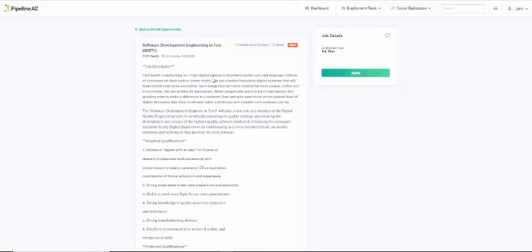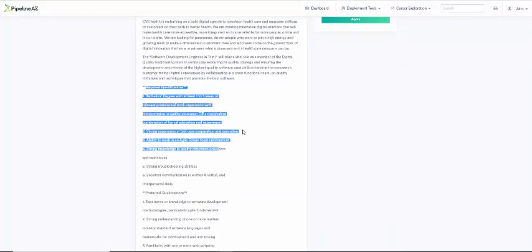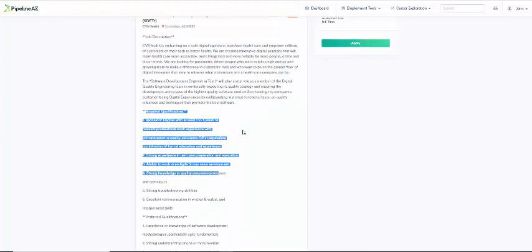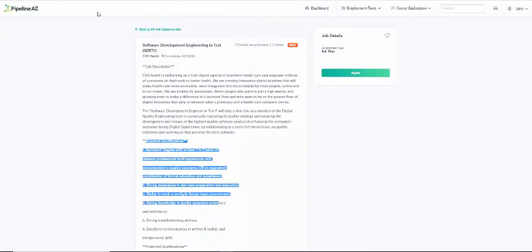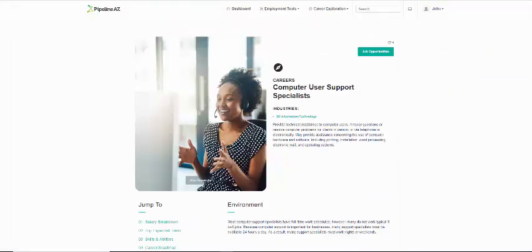So the job description is here. Again, requirements. Develop your resume in and around the requirements. And this is an active job that you could apply for online. So it's very rich. Pipeline is very rich with local opportunities.